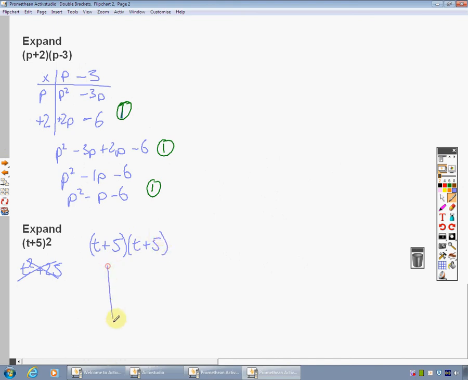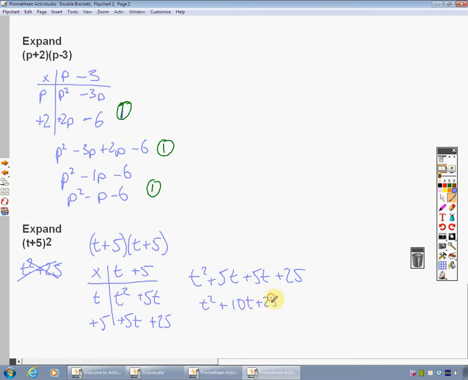T and the 5, T and the 5, timesing. t squared plus 5t plus 5t plus 25, and now we're away. I'm going to write it over here because I've run out of space on the board. T squared plus 5t plus 5t plus 25. Simplify that. T squared plus 10t plus 25. And that is 3 marks. 1, 2, another 1 there, another 1 there.